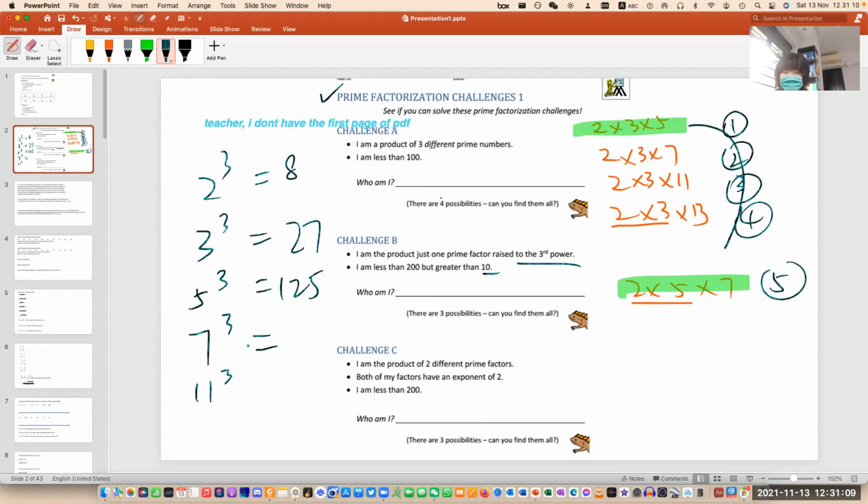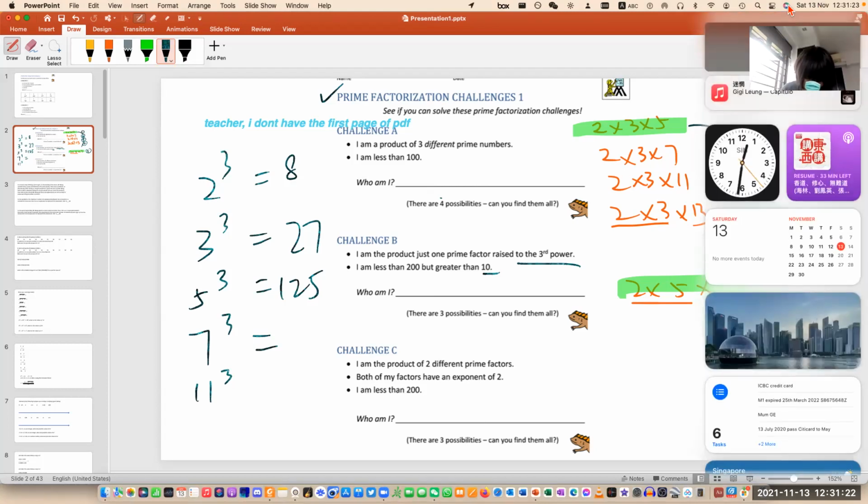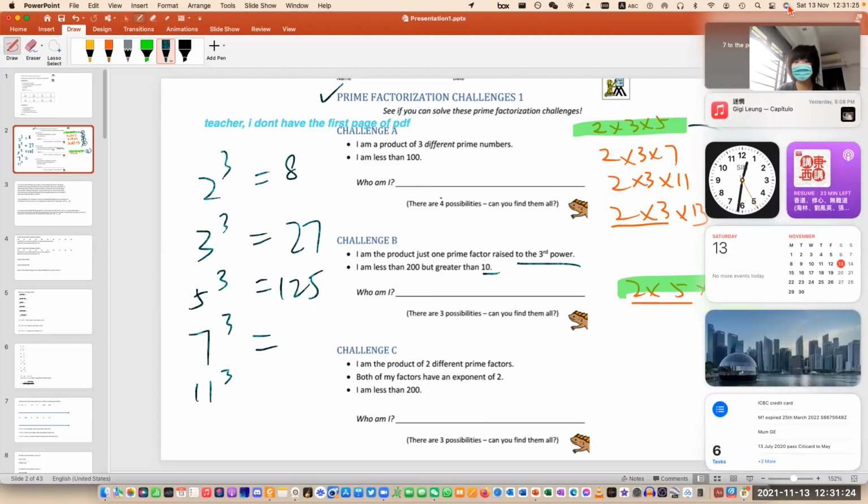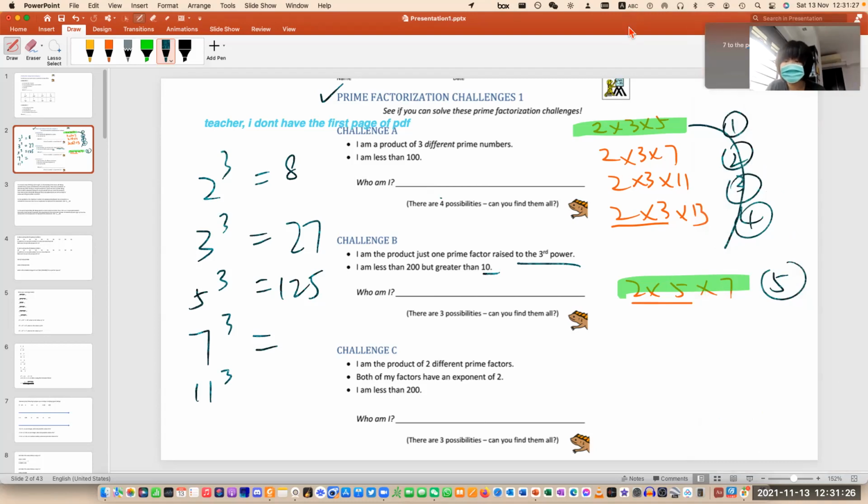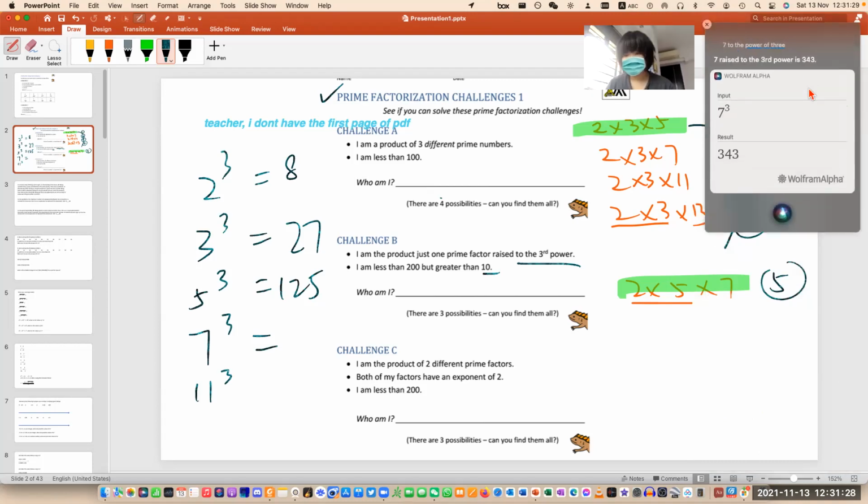Okay, so help me out. 7 to the power of 3. 343. 7 raised to the third power is 343.